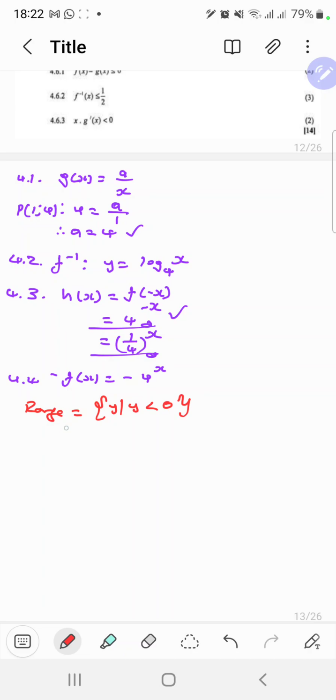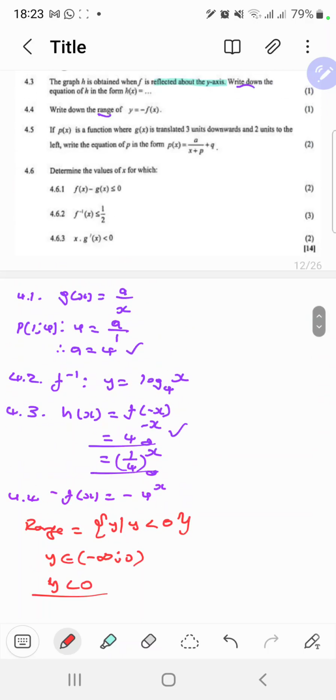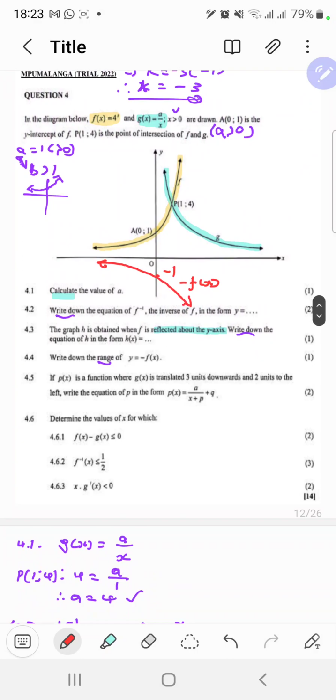Or some people like to say y is an element of minus infinity all the way to 0, and 0 is not included. So you can write it like that. Or you can just write y is less than 0. Still okay. So here you've got a bit of leverage. Again, it's just 1 mark.